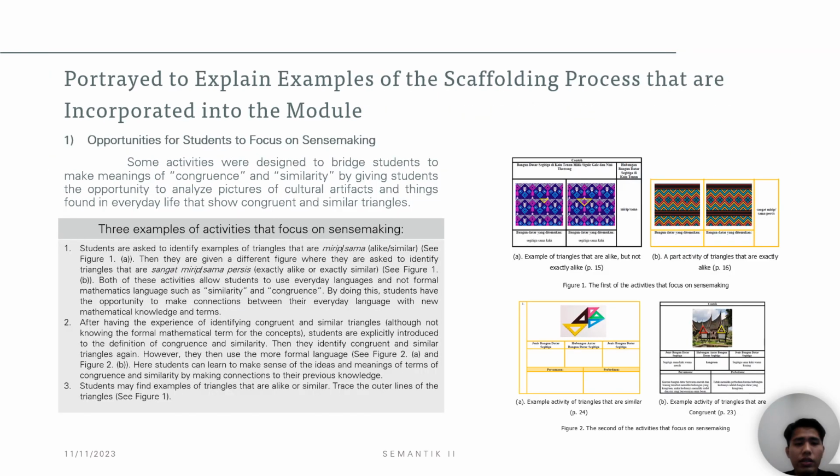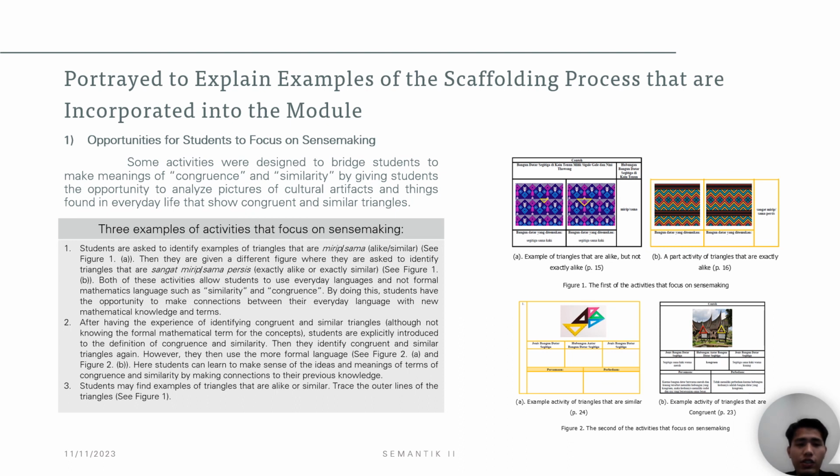This is a portrait of the module that explains examples of the scaffolding process that are incorporated into the module. So the first one is the opportunities for students to focus on sense making. Basically some activities were designed to bridge students to make meanings of congruence and similarity by giving students the opportunity to analyze pictures and cultural artifacts and things found in everyday life that show congruent and similar triangles. So there are 3 examples here of the activities that focus on sense making.